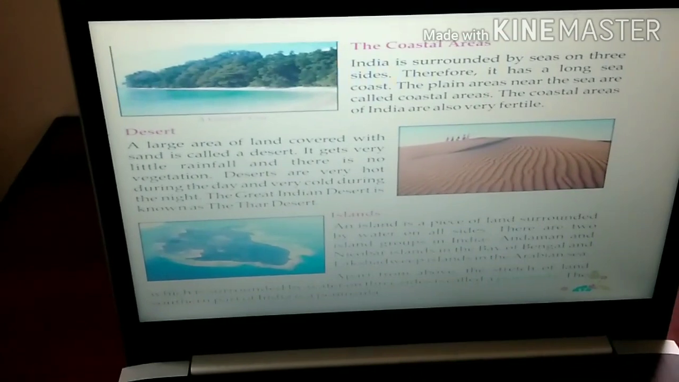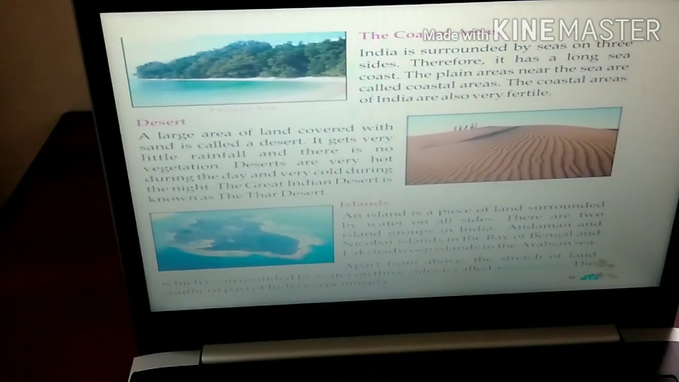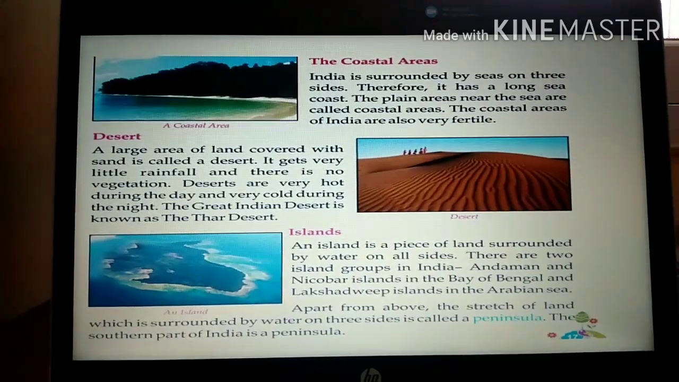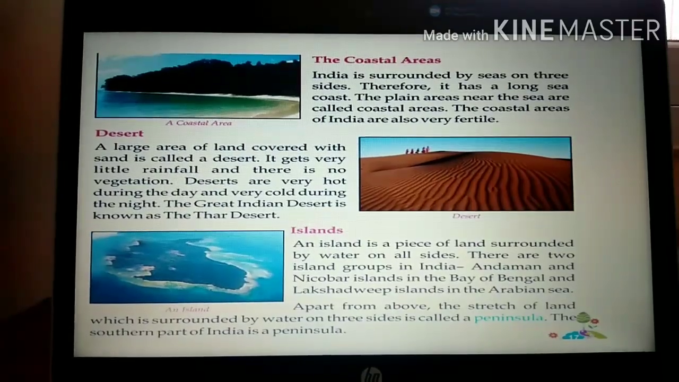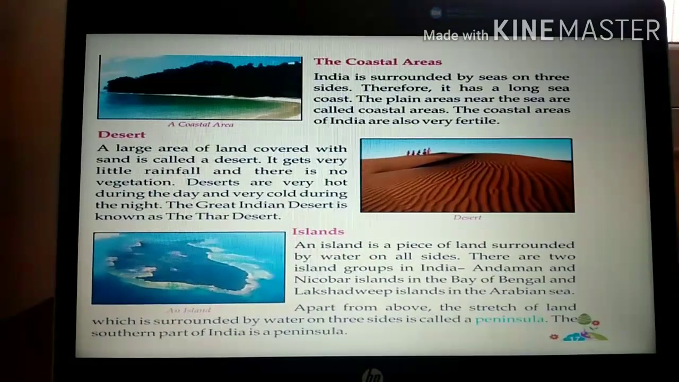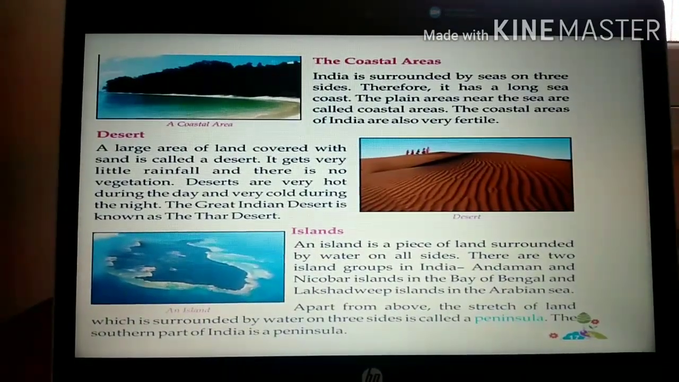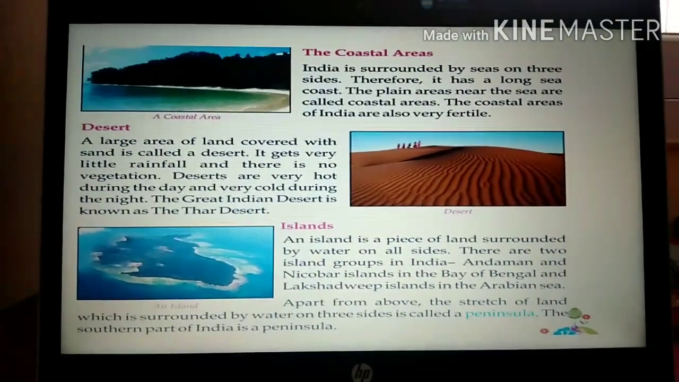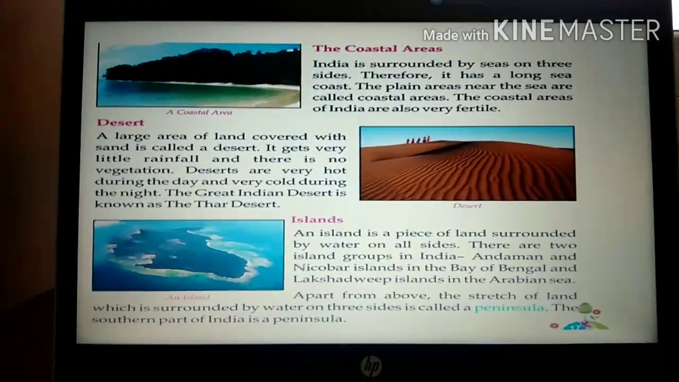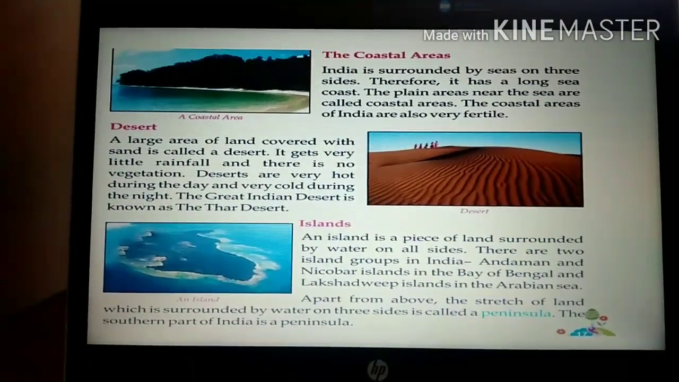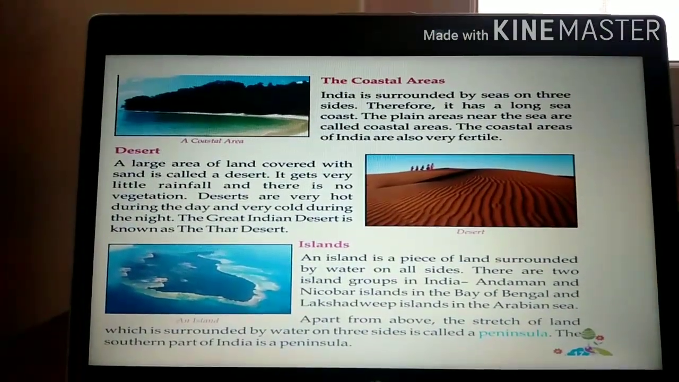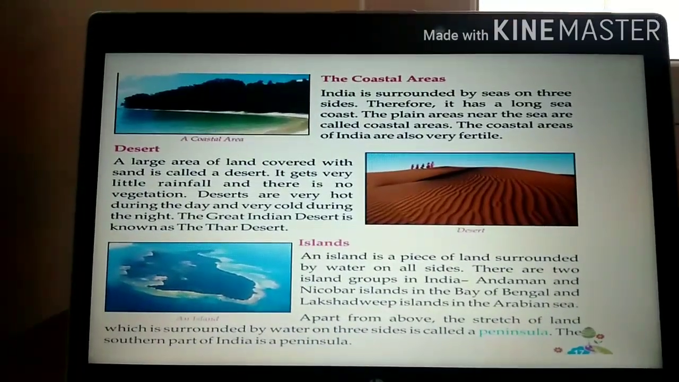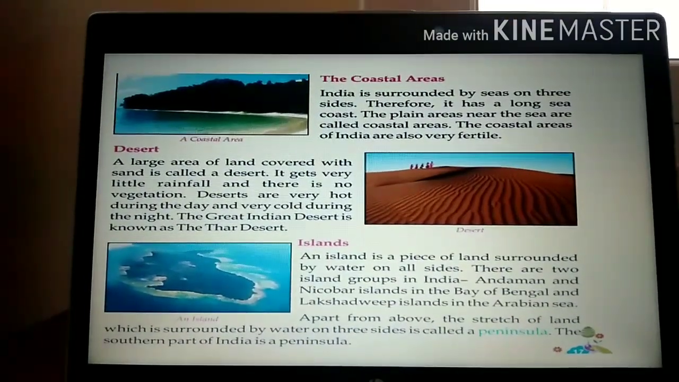Now comes the desert. A large area of land covered with sand is called a desert. It gets very little rainfall and there is no vegetation. Deserts are very hot during the day and very cold during the night. The Great Indian Desert is known as the Thar Desert.